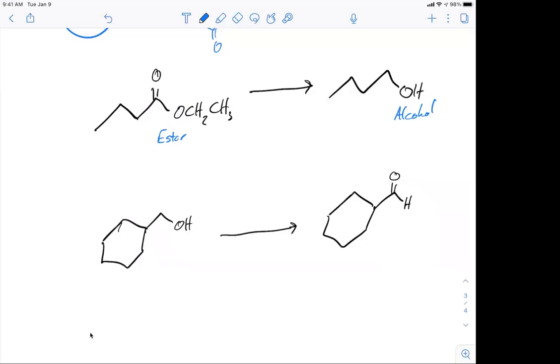I can also say that this looks like a reduction, right? I have more bonds to electronegative atoms here. I have fewer bonds to electronegative atoms here. Okay, so this process seems to be a reduction. From there, right, then I can start thinking about my reducing agents.